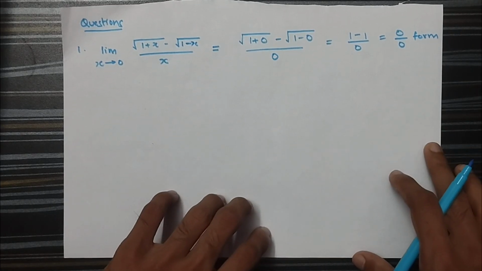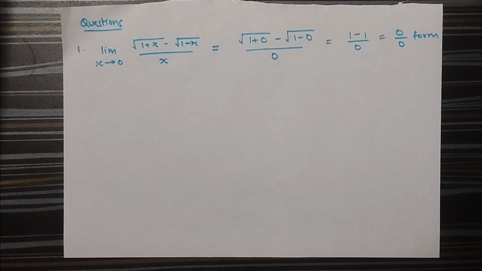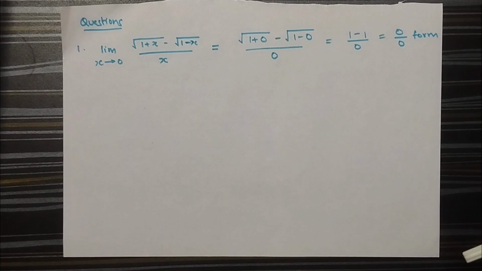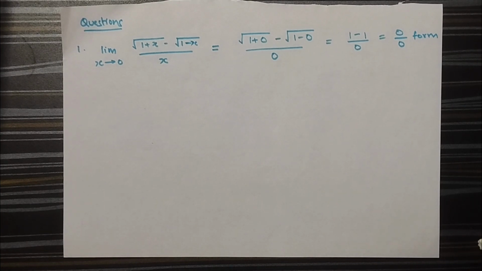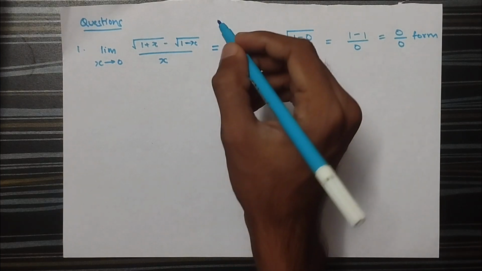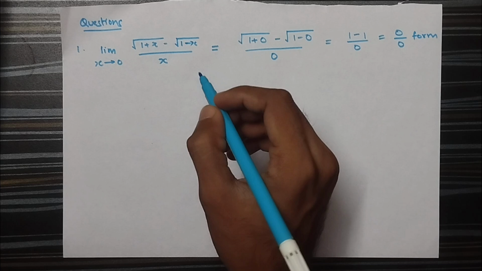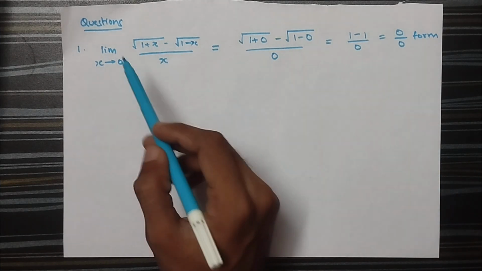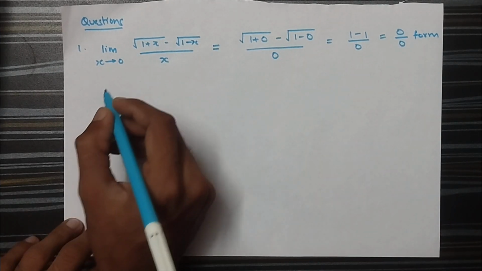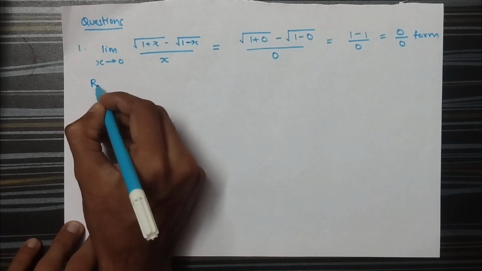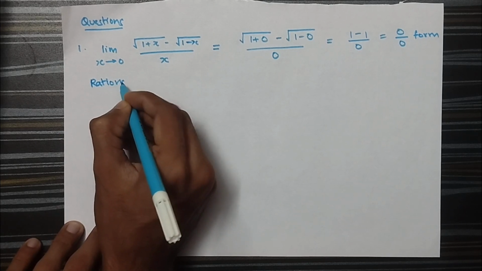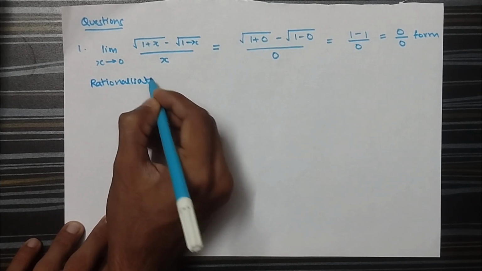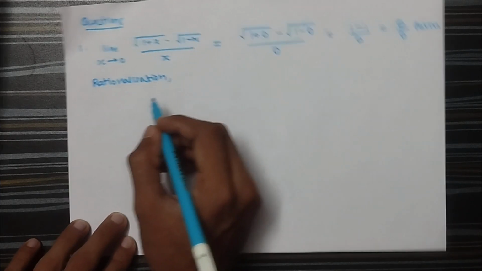We know the 0 by 0 form is not a valid answer, so we have to do some other method. Here we don't see a possibility of factorization, but we see roots, so we can do rationalization. How do we do rationalization? We multiply the numerator and the denominator with the conjugate of the numerator. I'll just write the method. By direct substitution we got 0 by 0, so we can't do that.